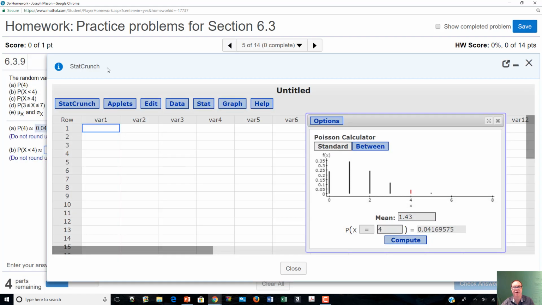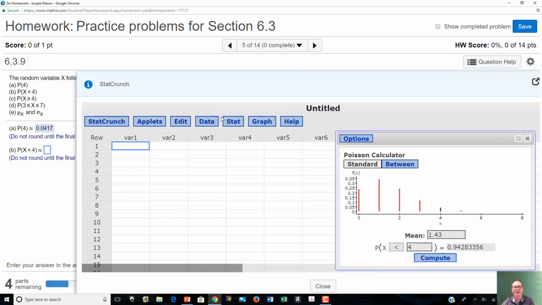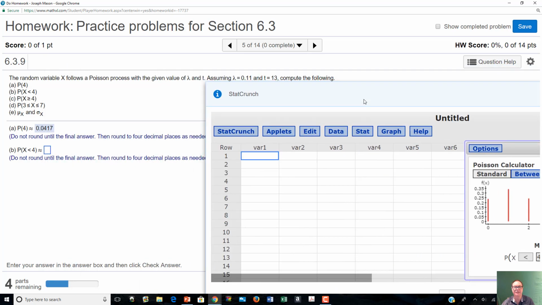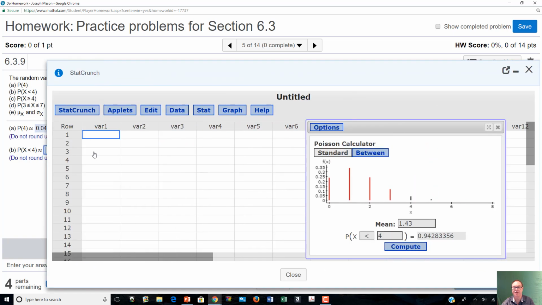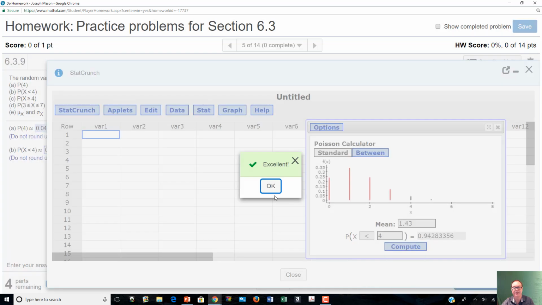Now we go on to the second part. Now the second part wanted less than 4. So I have this already up here. I already have my mean. I already have 4. So I just change my inequality to less than, and click compute. Now I have less than. Make sure it's still 4 decimal places. Yeah, still 4 decimal places. So I entered in here 0.9428. And I can click check my answer, and that's good.